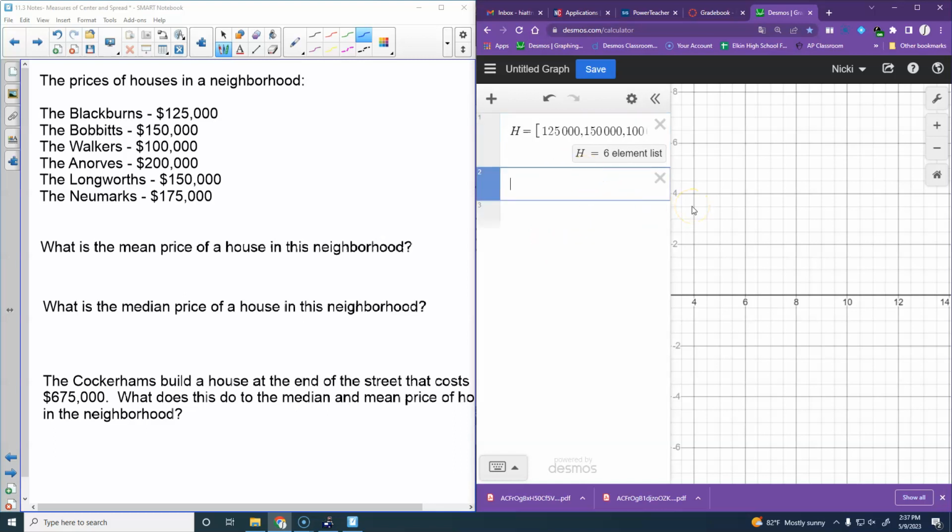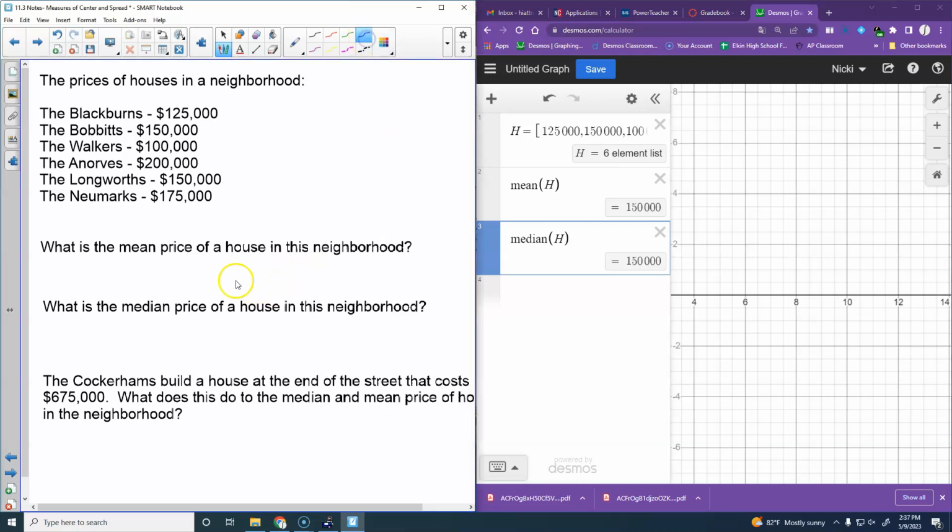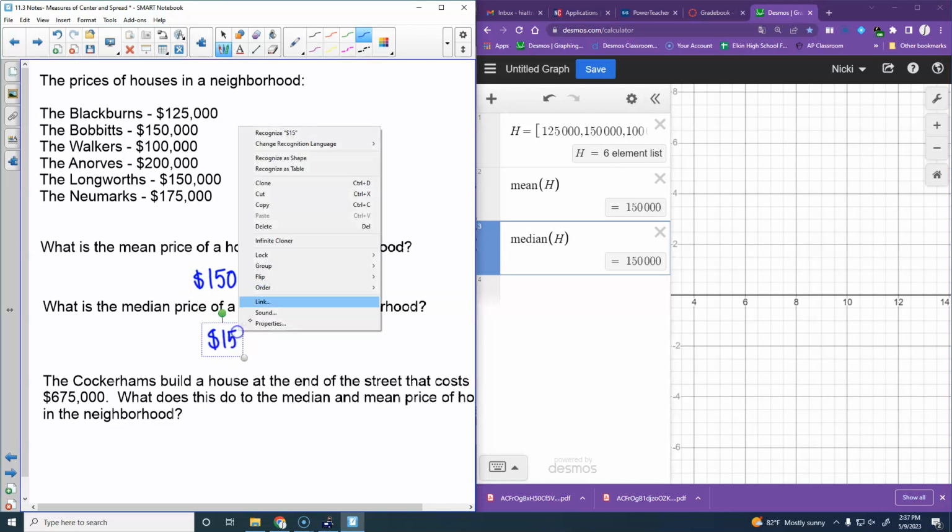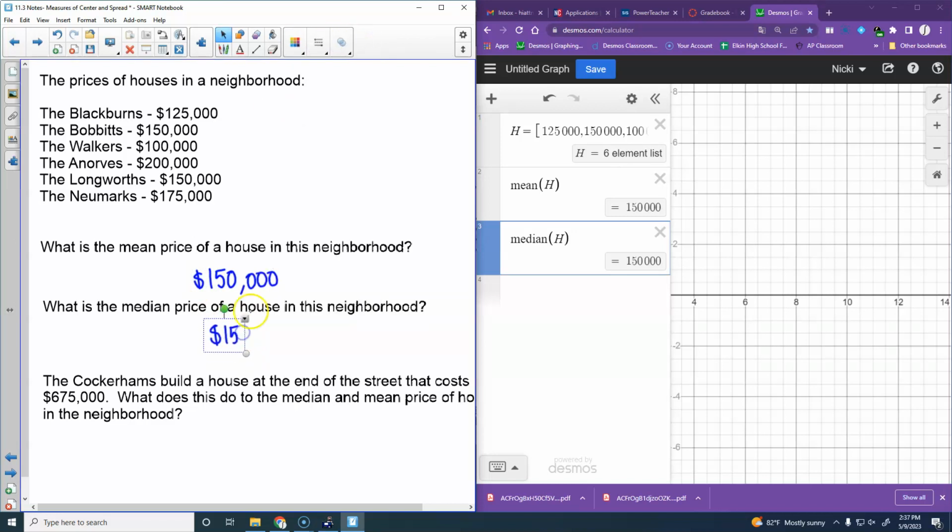All right, so we've got 6 houses in this particular neighborhood. And so it's very easy. Mean of H and median of H. So what do we see our mean and median prices are? Both of them are 150,000. Now, that does not always happen, obviously. You will not always see a median and a mean that are exactly the same, but in this particular case, they're the same.